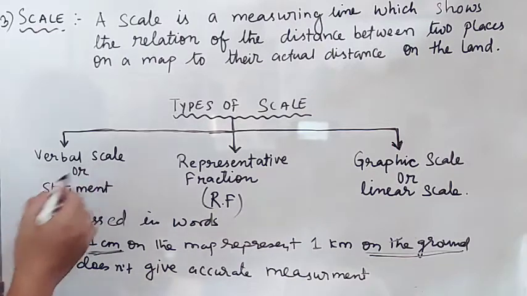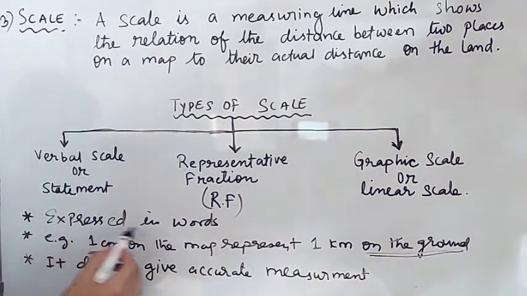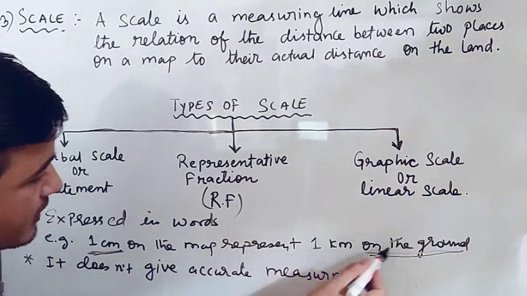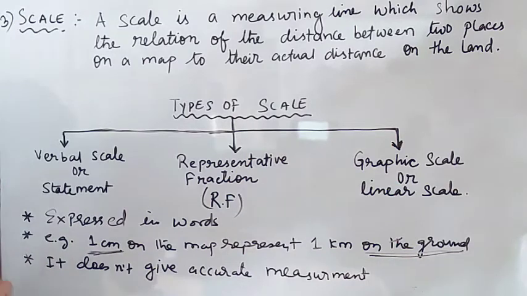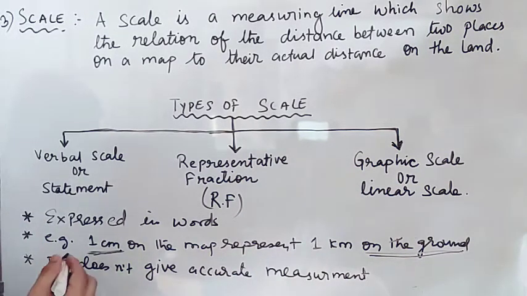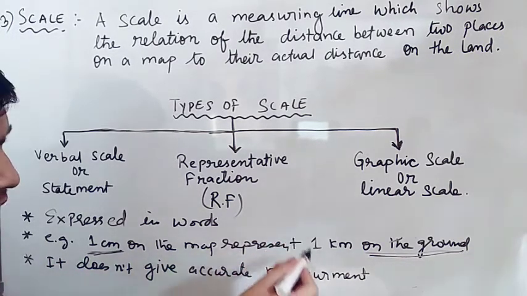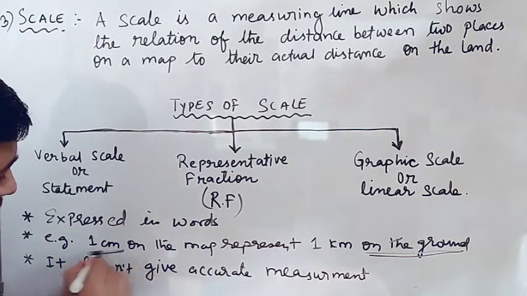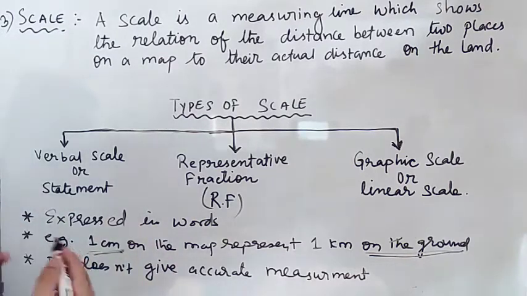First we have verbal scale or statement. It is expressed in words. In this method, scale is expressed in words. For example, 1 centimeter on the map represents 1 kilometer on the ground. It means 1 centimeter on the map means 1 kilometer on the actual ground. Similarly, 1 inch on the map represents 100 feet on the ground. In this type of scale, it always starts from 1, like 1 centimeter, 1 meter.